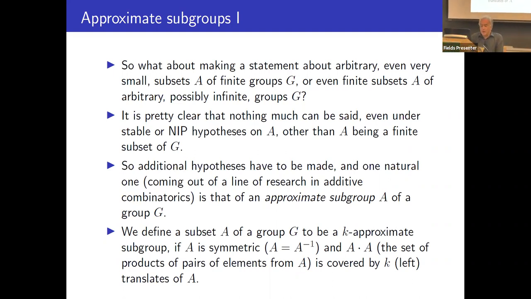You fix a K. You call a subset A of a group G a K-approximate subgroup if it's symmetric, which means that A and its collection of inverses coincide, and if A times A, by which I mean the collection of products xy with x in A and y in A, is covered by K left translates of A. People write it as A times A is contained in PA, where P is of size at most K. That's how people write it. And this is the approximate subgroup.